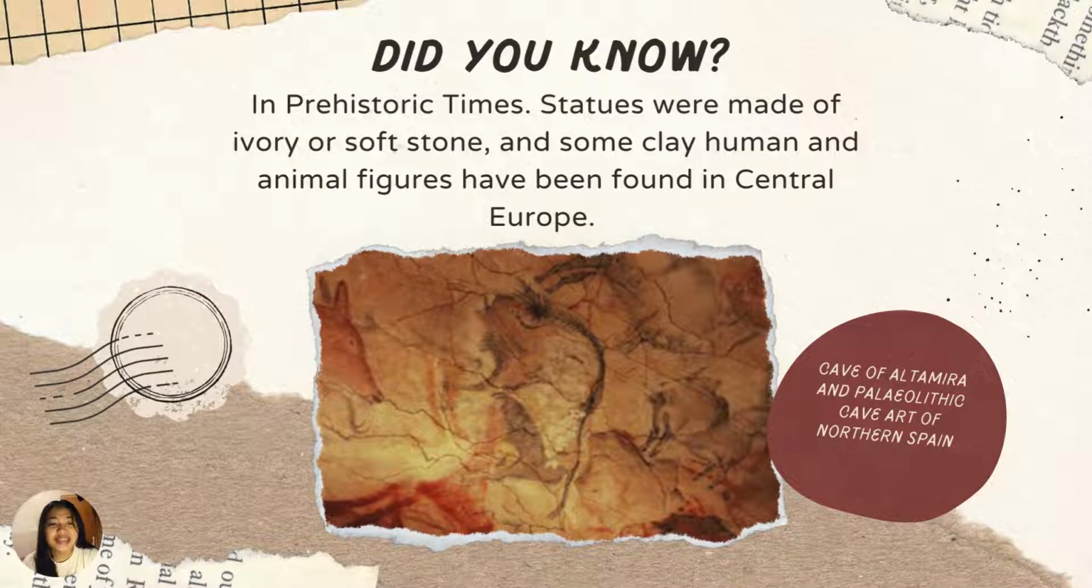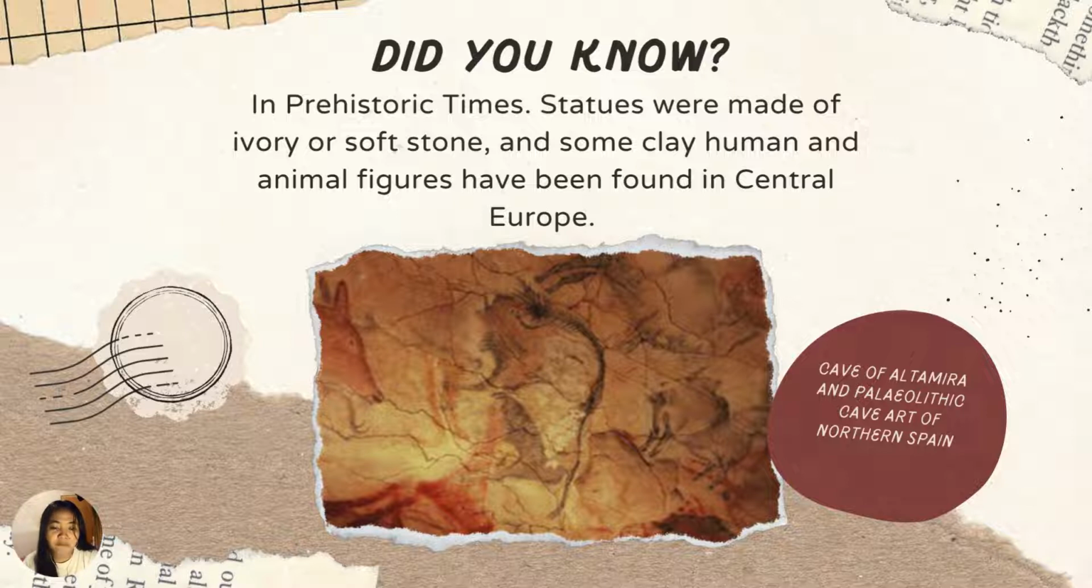Did you know that in prehistoric times, statues were made of ivory or soft stone, and some pre-human and animal figures have been found in Central Europe. Prehistoric art covers a period from the Stone Age through around 10,000 BC. Cave painting, rock engraving, and small sculpture carvings are the most common finds. Prehistoric artifacts have been found in all of the early cradles of civilization.